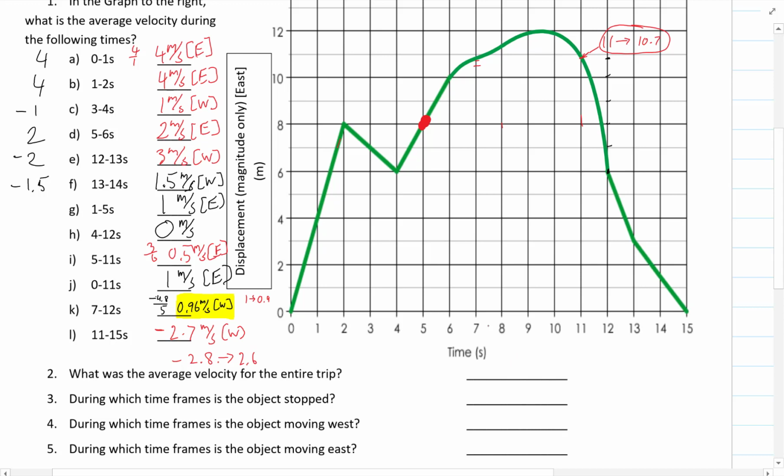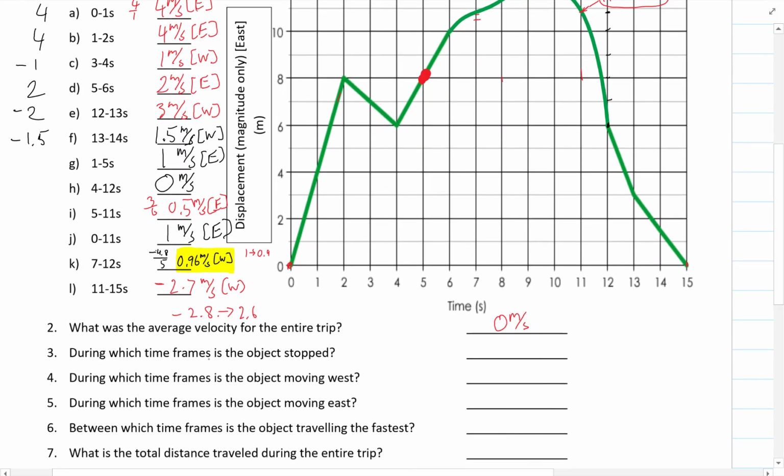What do you think that answer is? Yes. It is 0, because the displacement from beginning to end is 0.